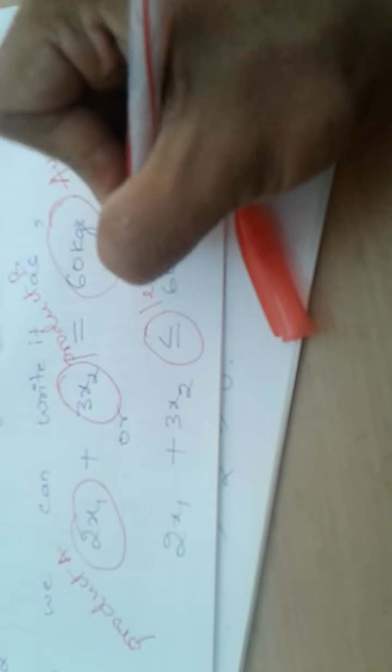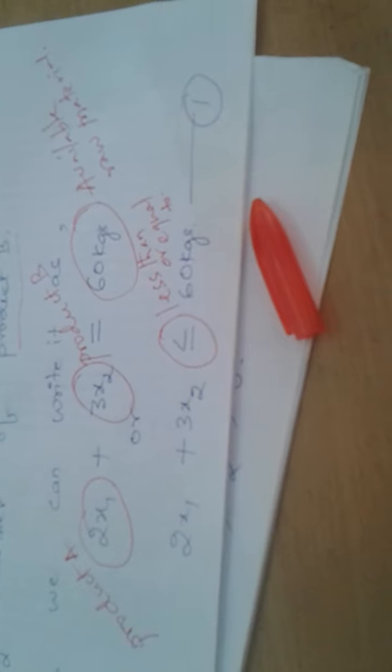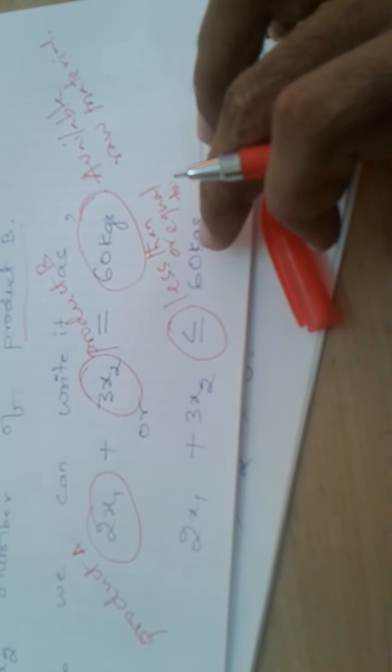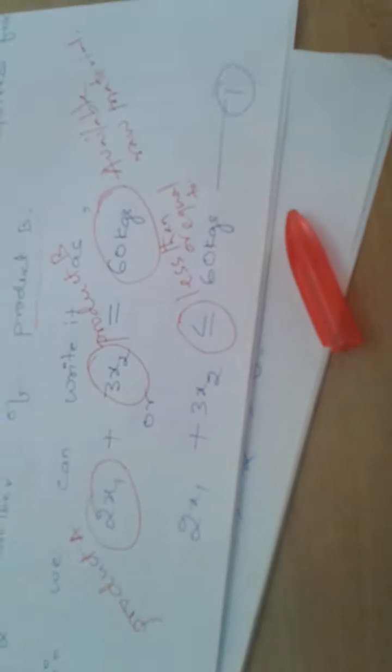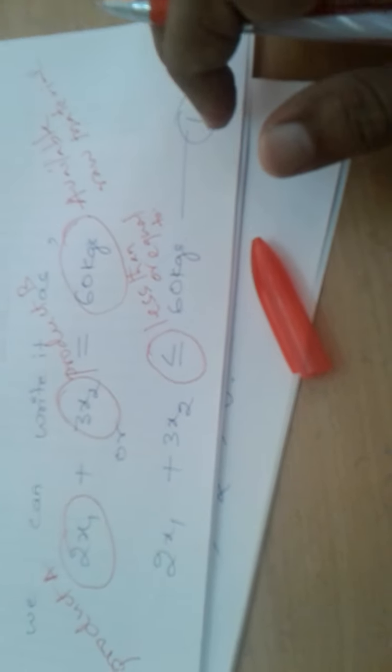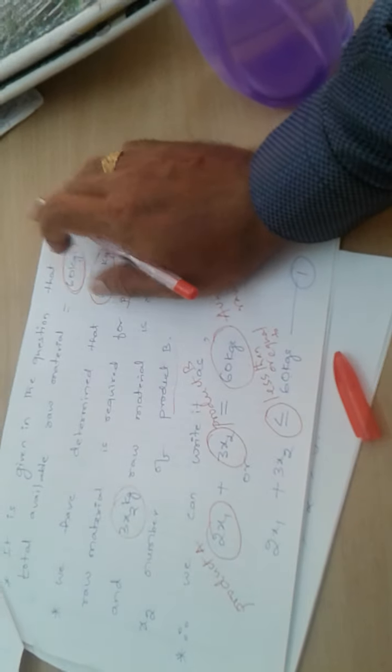Now we can also write this as less than or equal to 60 kgs. Why is it so? Because the firm can use the complete available 60 kgs, or it can be less than that, isn't it? So the firm can use either 60 kgs or less than that, but it cannot use more than 60 kgs of raw material. That is why we can write this equation.